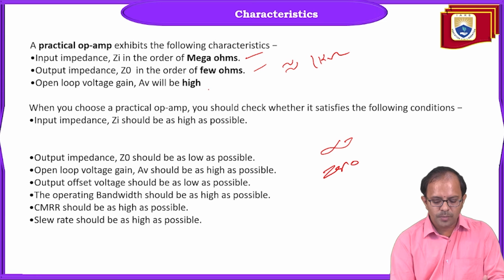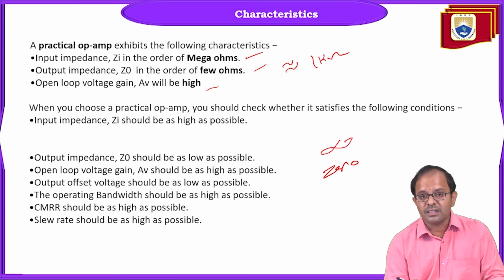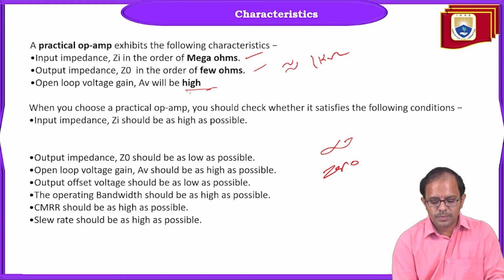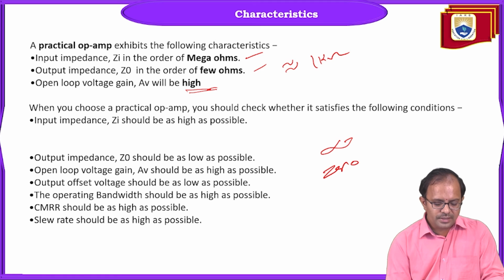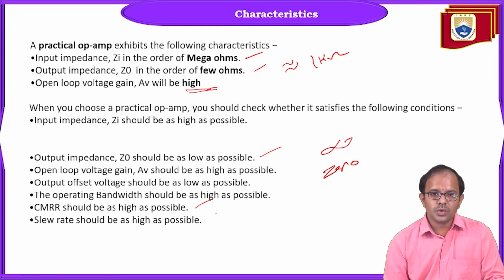And similarly, open loop gain, in the ideal case it is infinite, and here we say it should be as high as possible in order to meet the design requirements. The open loop gain should be as high as possible. And what is another parameter? Output impedance is as low as possible, and gain should be as high as possible. And CMRR, bandwidth and slew rate. So what is your bandwidth in the case of the ideal situation?